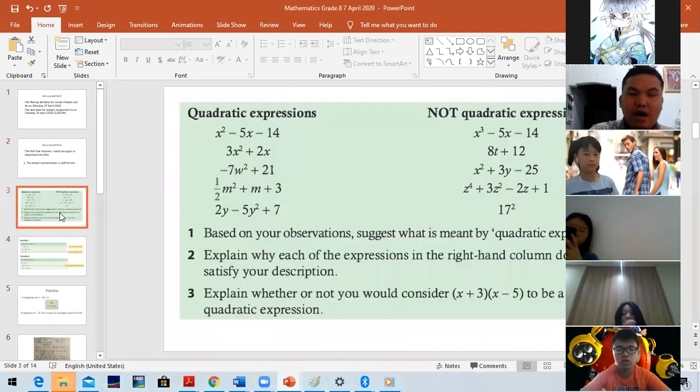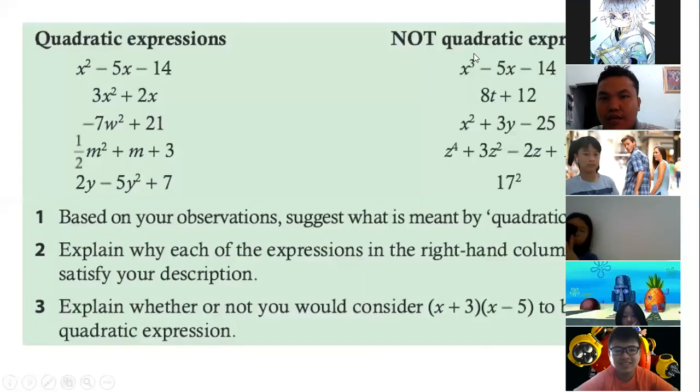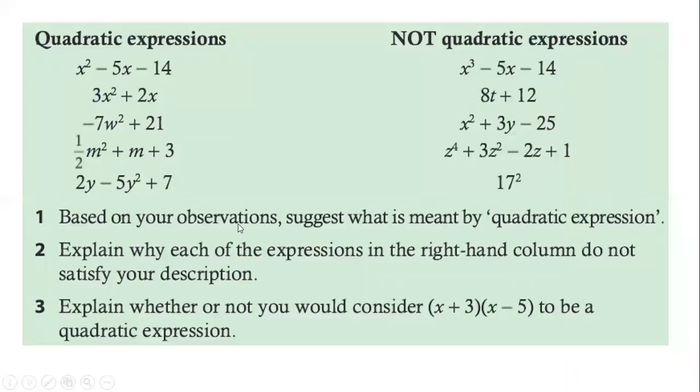Now I want you to think about these two groups here, not diagrams. These are the expressions categorized as quadratic expressions, and these ones are not. I want you to spend about 2 minutes to think why these are not quadratic expressions: the first, second, third, fourth, and the seventh are not quadratic expressions. Okay, I give you about 1 minute left. Then I will ask you randomly, so be ready to answer this.